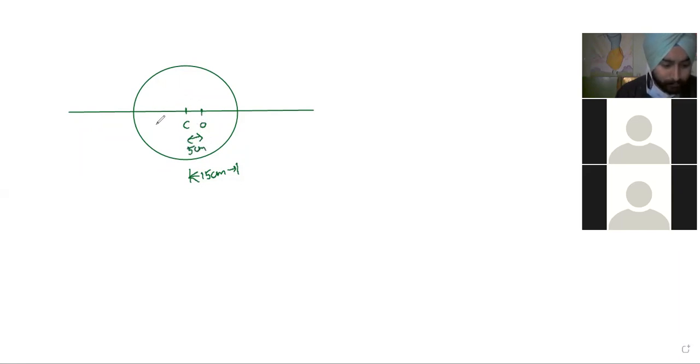This is denser medium, and the second one is rarer medium. The refractive index of the medium is 4/3. So you have to find the position and nature of the image. If you observe from this side, along the same side, that is along the diameter of this.